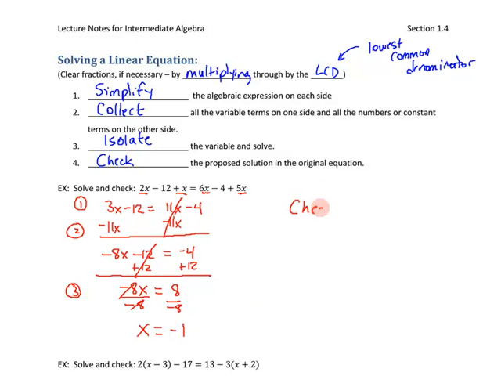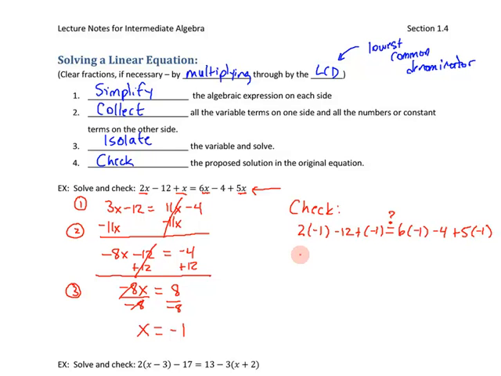Now, check. Okay, is that the actual solution? How do I check? I plug it back into the original equation and see if it's actually true. Right? I plug in negative 1 for x. So notice on the left-hand side, all I'm doing is putting a negative 1 where there's an x. Put a question mark over the equal sign. Is that equal to 6 times negative 1 minus 4 plus 5 times negative 1?